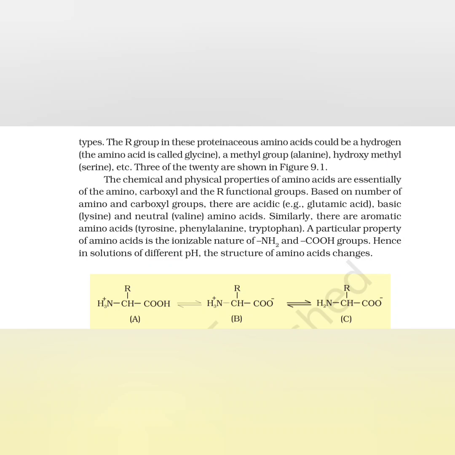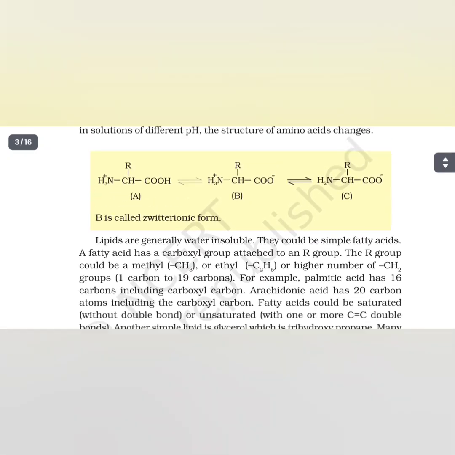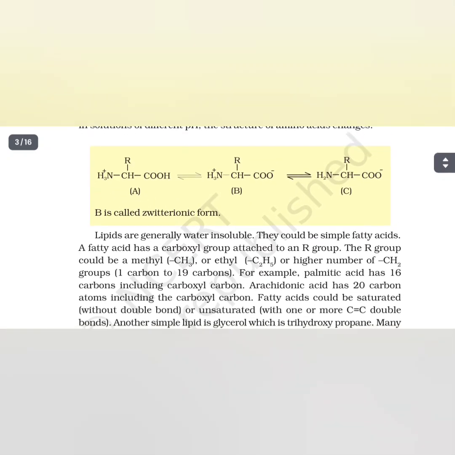A particular property of amino acids is the ionizable nature of the amine and carboxyl groups. Hence, in solutions of different pH, the structure of the amino acid changes. B is called the Zwitter ionic form.